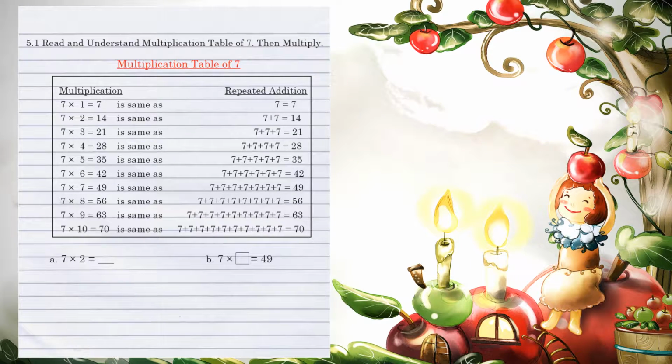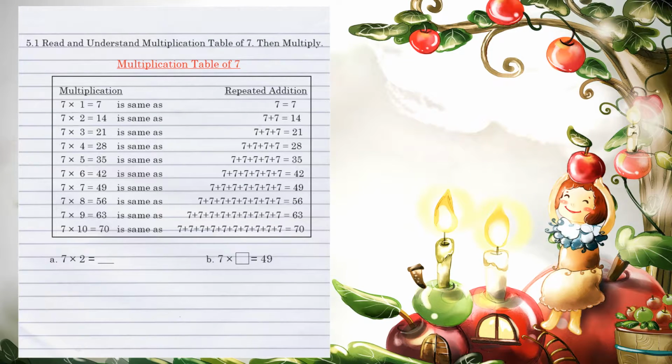If I have one group of 7, then I'm going to have 7 as an answer. If I have two groups of 7 that I am adding together, I'm going to have 14 as an answer. If I have three groups of 7, that's going to give me 21 as an answer. And again, you can see the pattern of increasing by 7 each time.